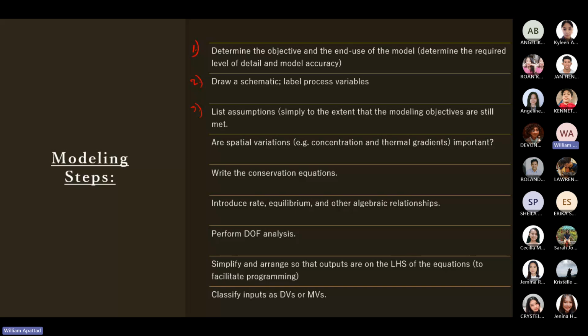Okay, paano kung ang hinahanap mo or your control objective is to control the temperature of the reactor, pero yung assumption mo is constant temperature, yan. So that's not valid. That is not a valid assumption. Okay. Fourth step is, are spatial variations important? So example nun ay concentration, thermal gradients. So may concentration gradient ba siya? May thermal gradient ba? Okay.